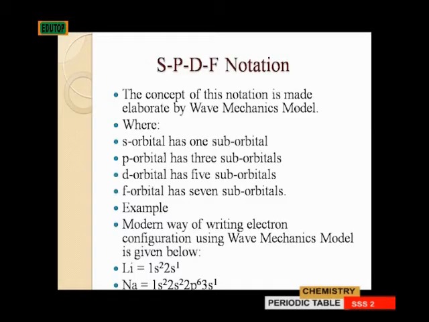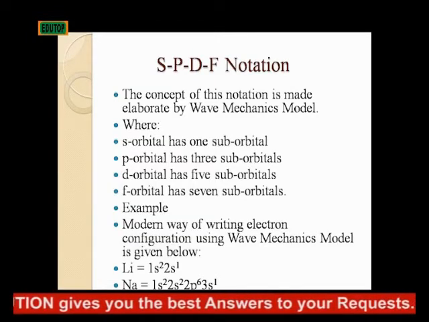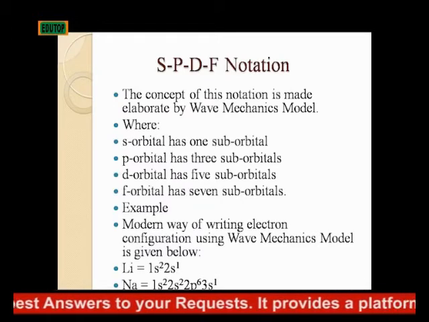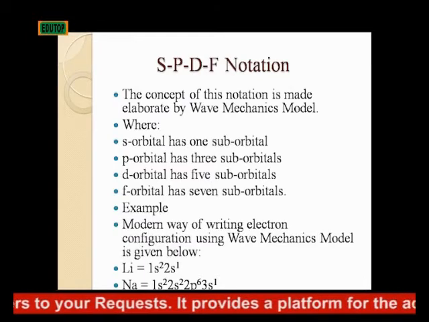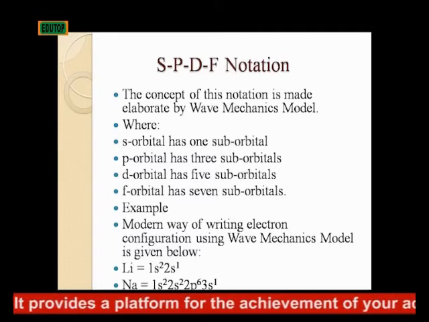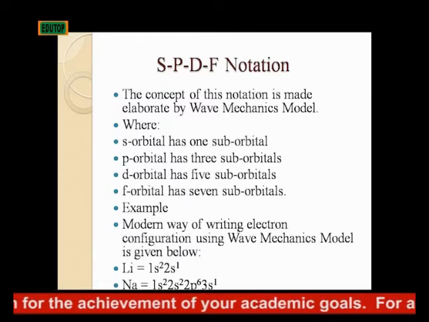The concept of this notation is made elaborate by the wave mechanical model, where the s orbital has one suborbital, the p orbital has 3 suborbitals, the d orbital has 5 suborbitals, while the f orbital has 7 suborbitals. The modern way of writing electron configuration using the wave mechanical model is given below. For lithium, you have 1s2, 2s1. For sodium, you have 1s2, 2s2, 2p6, 3s1.